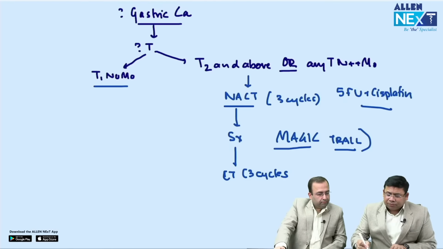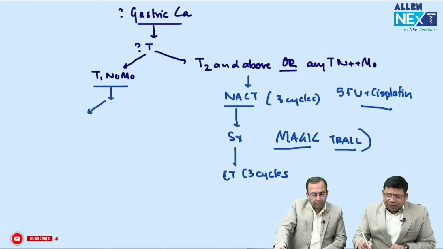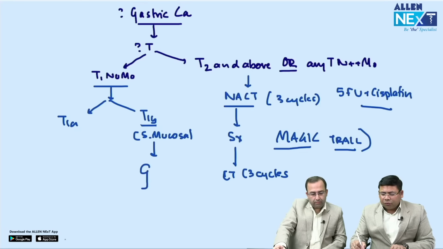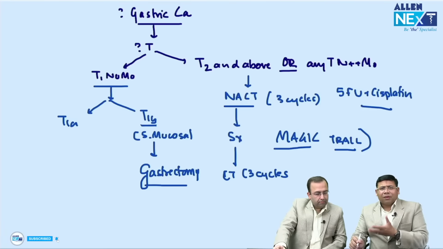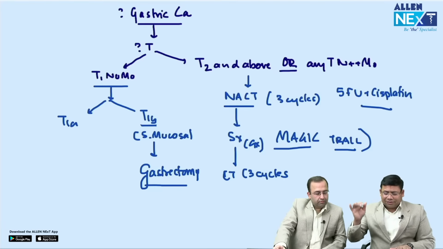Now, if it is T1 N0 M0, the next thing you need to understand is whether it is T1A or T1B. What is T1B? It is into the submucosa. So if it is into the submucosa, you will have to do a gastrectomy, treating it just like a conventional CA stomach. So here the surgery you are doing is a gastrectomy. We will discuss that later.